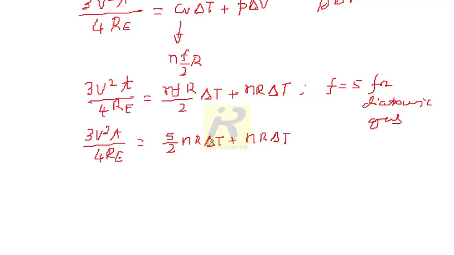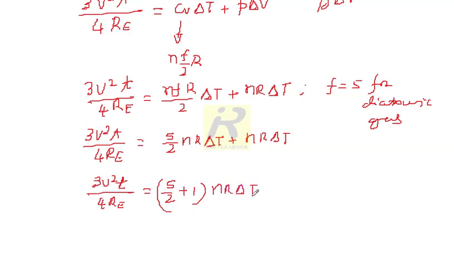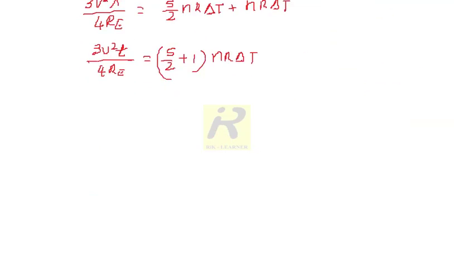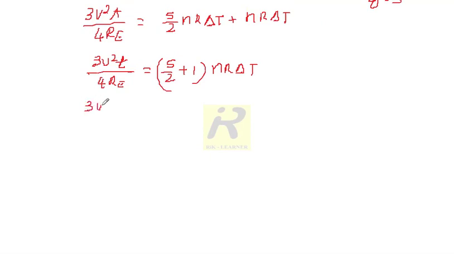Something I can take out common here. That means 3V square into T divided by 4RE equals 5 divided by 2 plus 1 into NR delta T, right. So what happens next? It is 3V square into T divided by 4RE, that equals 7 divided by 2, right, NR into delta T. Let me make substitutions now, right.